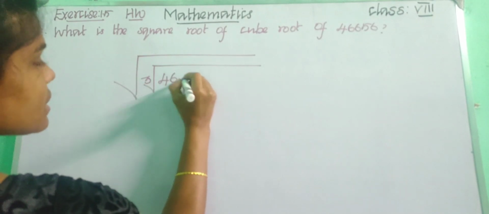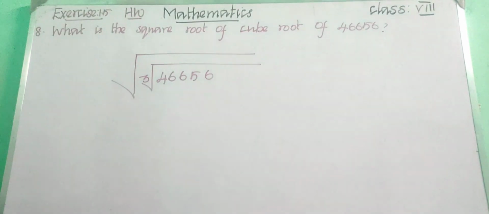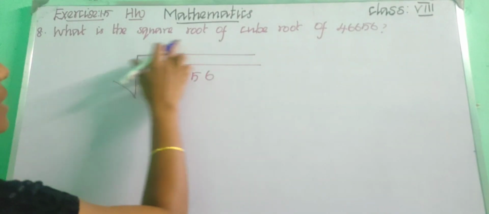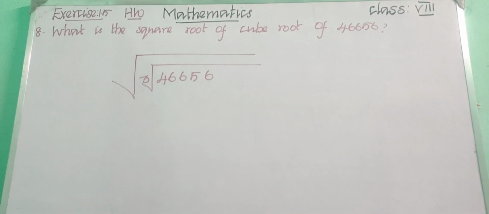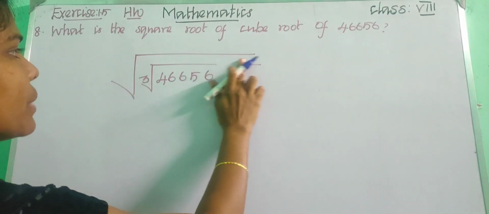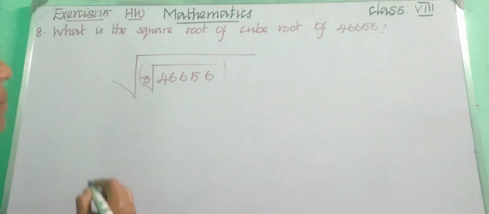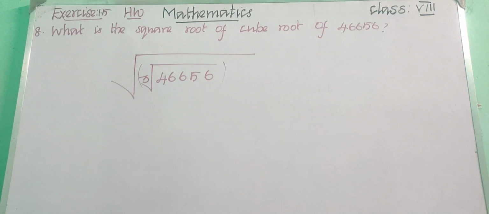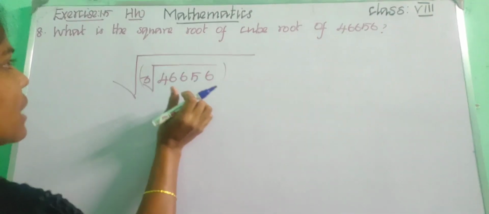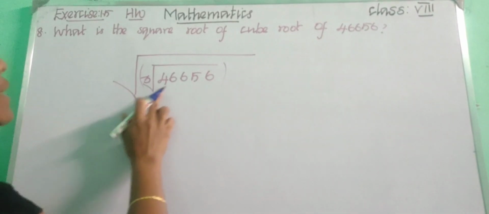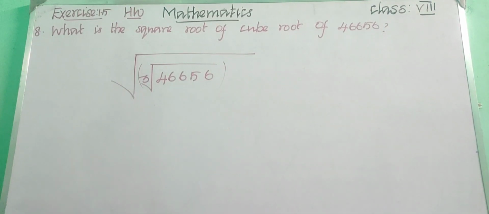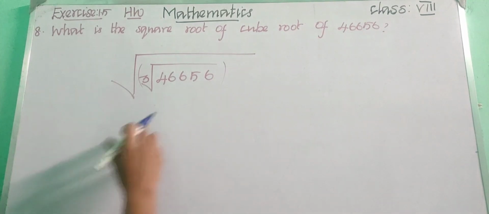46,656. Is it clear, children? So you need to find the square root of the cube root of 46,656. First of all, what do we need to find? We need to find the cube root first. In BIDMAS, which you have learned in the smaller classes, first of all you need to solve the brackets. So the number which is inside is the first thing you need to solve. First you need to find the prime factorization for this, by using the same method.